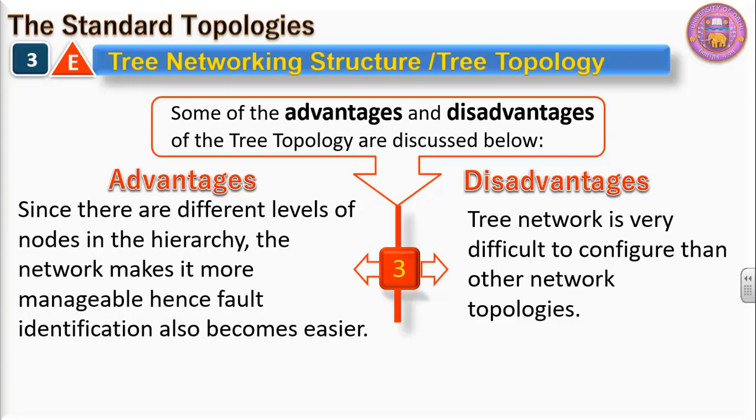The advantage is, since there are different levels of nodes in the hierarchy, the network makes it more manageable. Hence, fault identification also becomes easier. So one of the advantages is that if any of the nodes stop working, then we can identify where the fault is. Fault identification becomes quite easy.